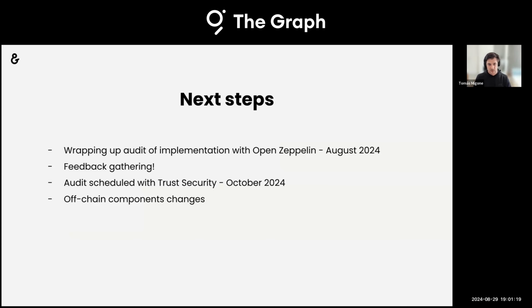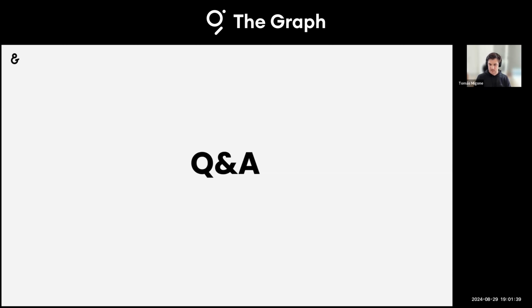We also have a second audit coming in, and we are soon putting together a list or a document of all the changes that will be required on the off-chain components, because that's also going to be a substantial amount of work. So yeah, that's pretty much it.